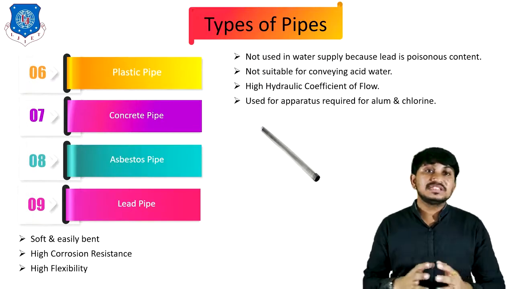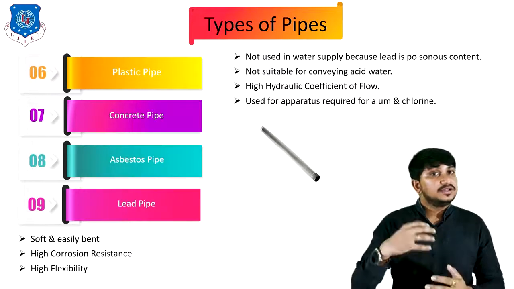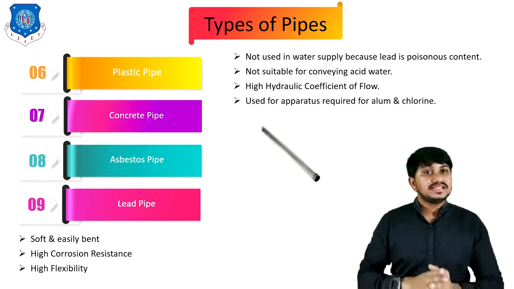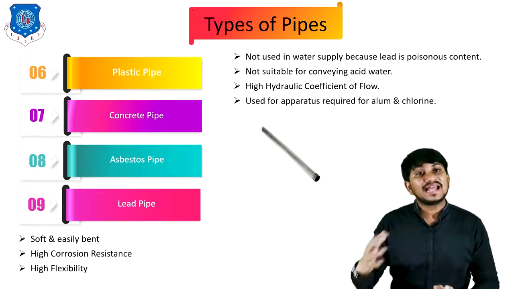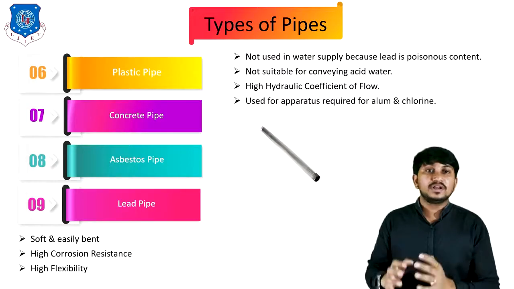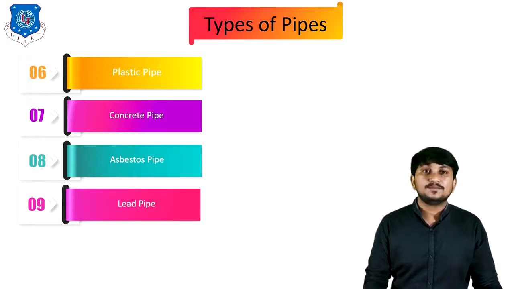It is not used in water supply because lead is poisonous to health. Okay, it is not suitable for conveying acid water. Okay, it is generally used for apparatus required for alum and chlorine in a number of industries because it has high hydraulic coefficient of flow. Okay, that's all about various types of pipes.